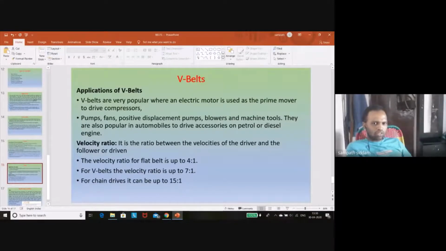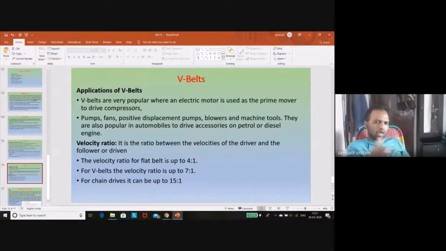So what is a velocity ratio, and what is the velocity ratio for each belt, which I have listed here? This is a very important one, which will be expected as a short answer question. The velocity ratio is nothing but the ratio between the velocity of your driver and the follower, or driven one. If your driver is N1 and your driven is N2, then N1 by N2 is your velocity ratio. Here the velocity ratio for flat belts is given as 4:1, for V belts the velocity ratio is 7:1, and for chain drives it is 15:1. The chain drive velocity ratio is higher. It's not a part of this, so do not worry about that.